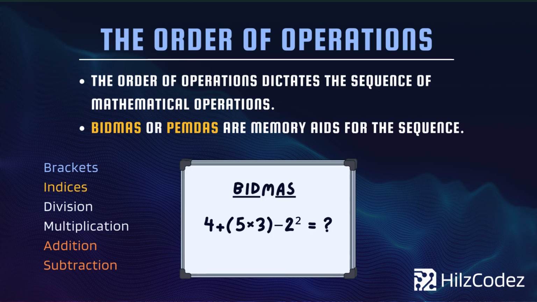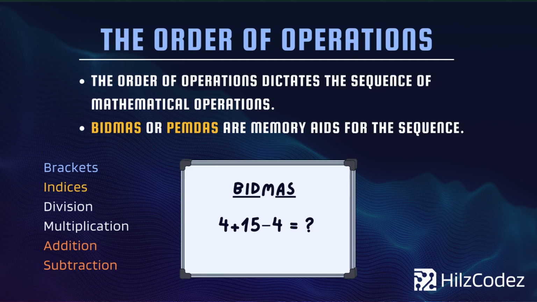Okay, let's walk through an example I've written on the whiteboard. As you can see, we have 4 plus 5 times 3 within brackets, minus 2 squared. To ensure accuracy, we'll apply the BIDMAS rule. Firstly, we calculate the expression within the brackets, as it's the first step in BIDMAS. So the expression becomes 4 plus 15 minus 2 squared. Secondly, we deal with the indices, which in this case is 2 squared. Therefore, the expression becomes 4 plus 15 minus 4.